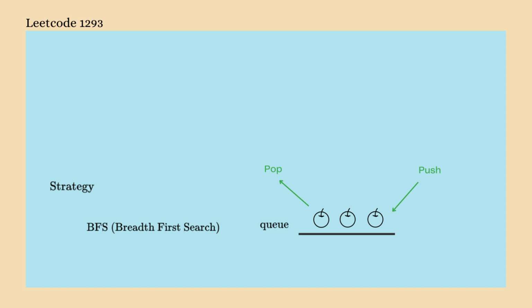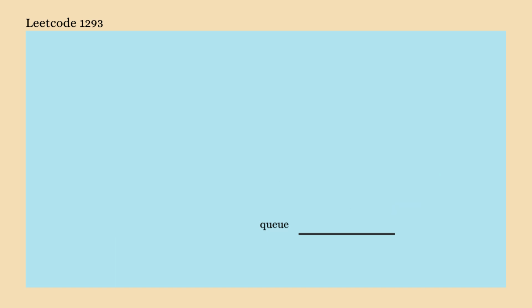In case you are not familiar with what is a queue, let me explain how a queue works. For example, we can push apple 1 first, push apple 2, push apple 3, and then pop.